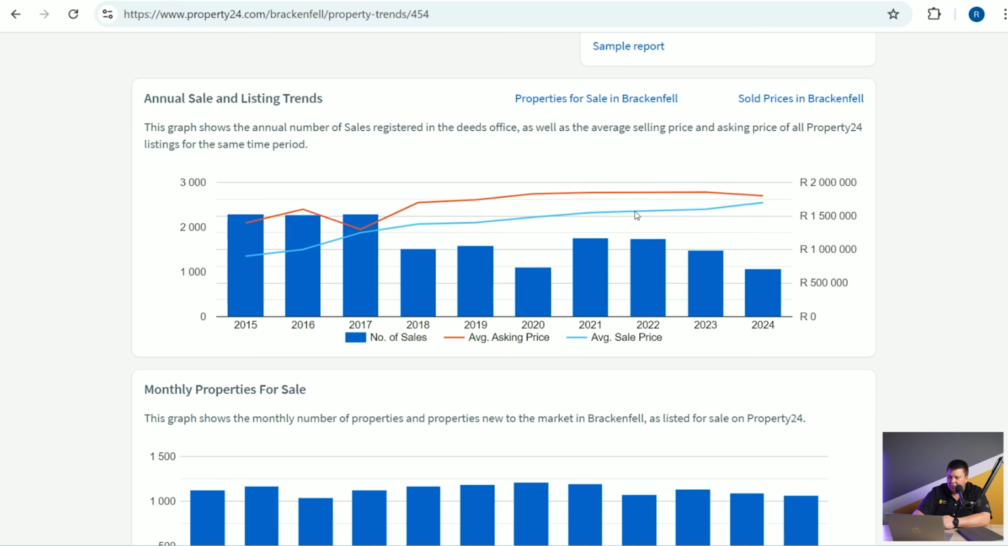So the second line, this blue line, deals with the average selling price. Now, again, looking at this, you might say, well, in 2022, the average asking price was 1.85, and the properties only sold for 1.575. And that's 15 or 20% below asking price, and you might make the assumption that you should be able to buy a property for 15 to 20% below its asking price in the Brackenfell market.